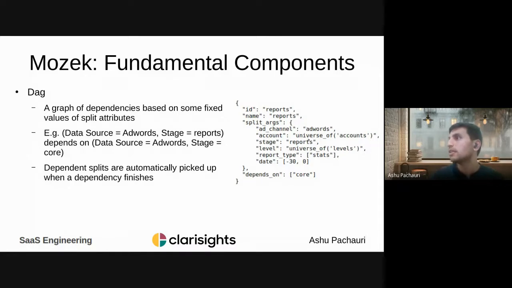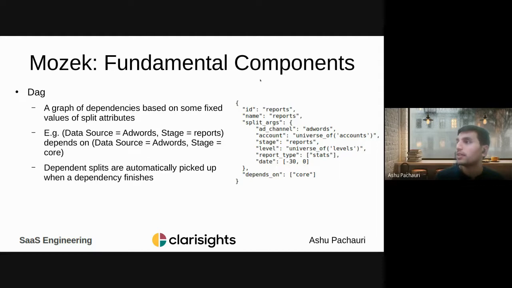So let's say the core node does not have a concept of report type, right? But it might have everything else. So basically, this will actually get dropped, but everything else that is overlapping at channel, account, stage, and date for the core node, they will be run, basically all the splits with that particular value. So let's say there is a split for this reports node that says that channel is AdWords, account is some account ID 1, and stage is reports, level is, let's say, campaign, and report type is already defined here, and date is, let's say, January 1, right?